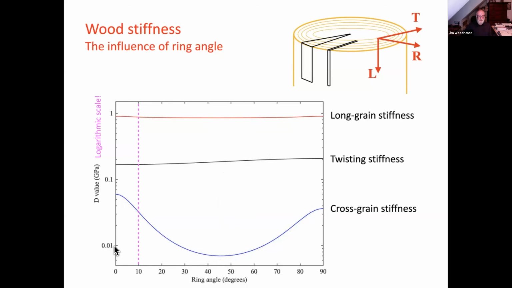Now, I've plotted these stiffnesses on a logarithmic scale here. So there's a factor of 100, a factor of 10 here, and another factor of 10 here. So there's more than a factor of 100 in stiffness covered by the whole axis. The cross grain stiffness, which is the one that's the blue curve here, that's sensitive to the ring angle. By the time you're 10 degrees off the quarter, you've lost approximately a factor of 2. And if you go all the way to 45 degrees, you've lost almost a factor of 10. So an order of magnitude less stiff.